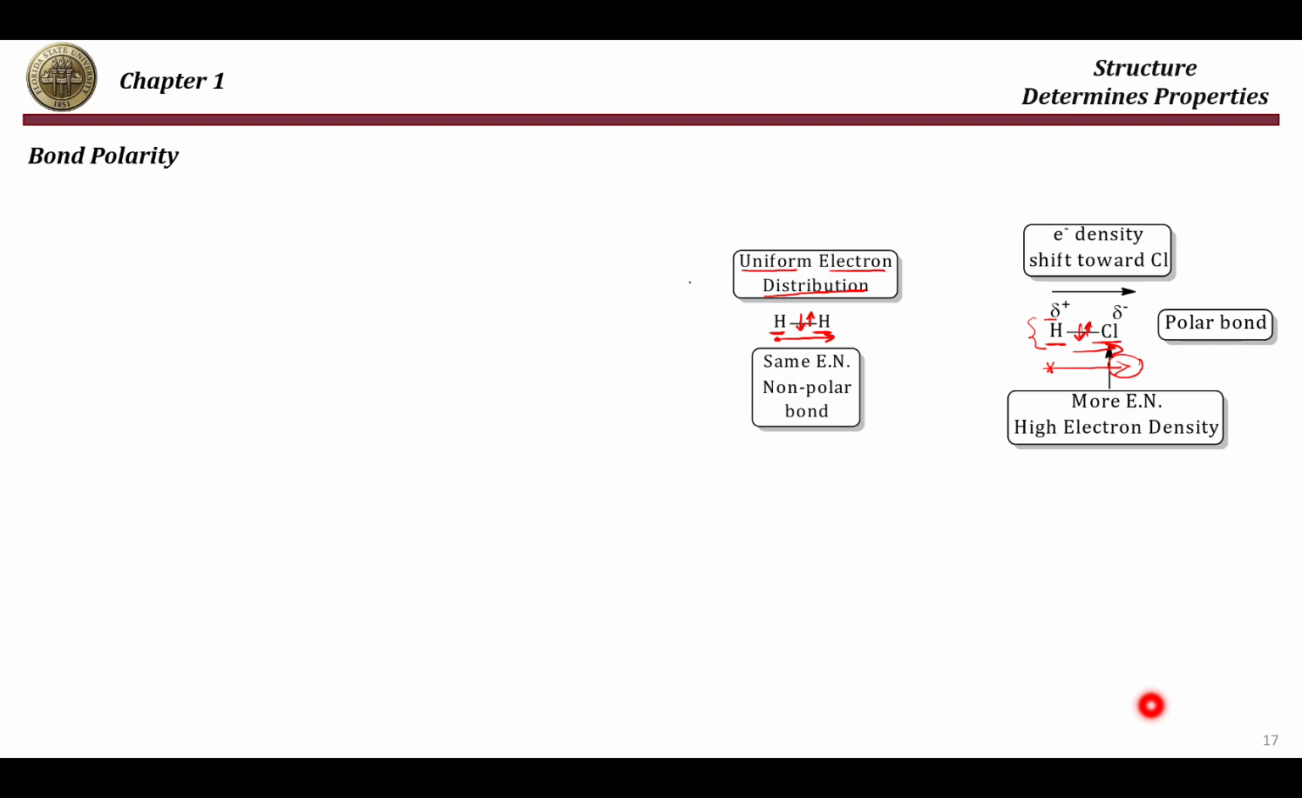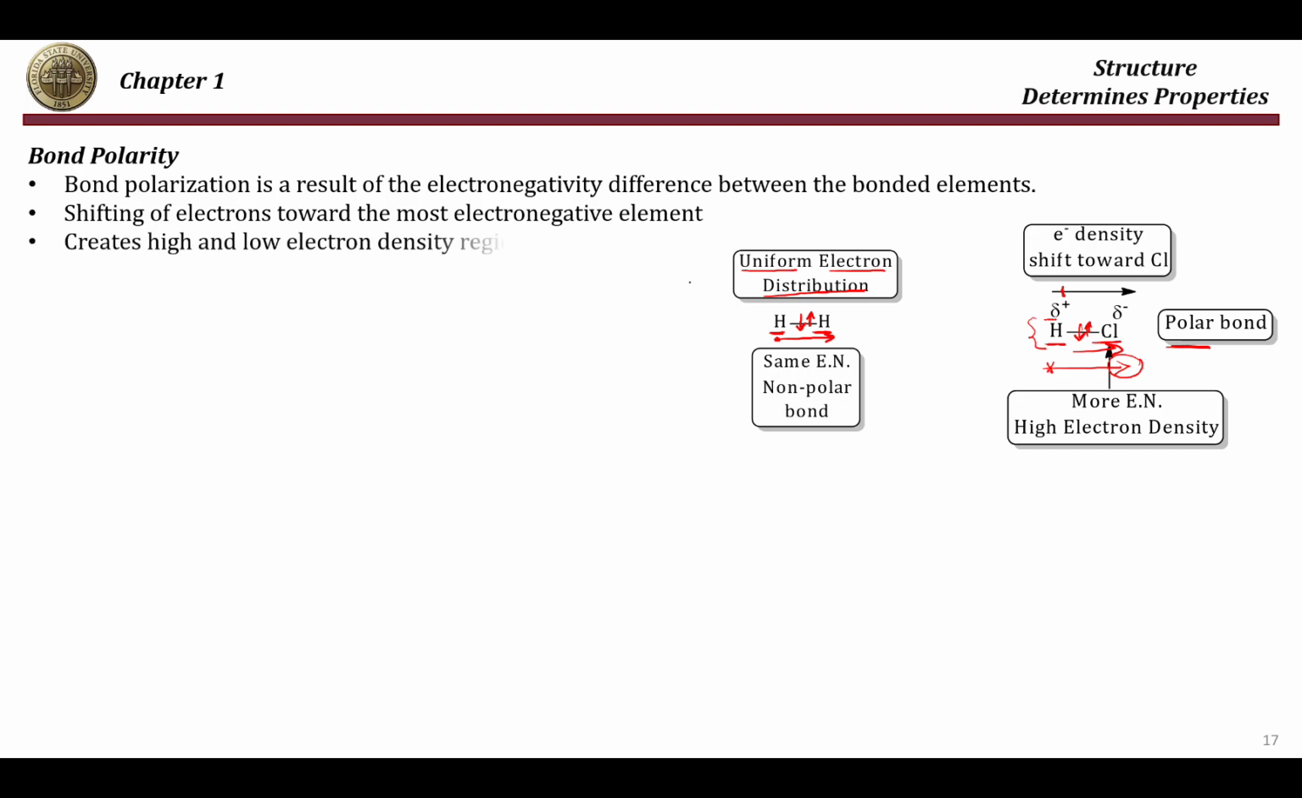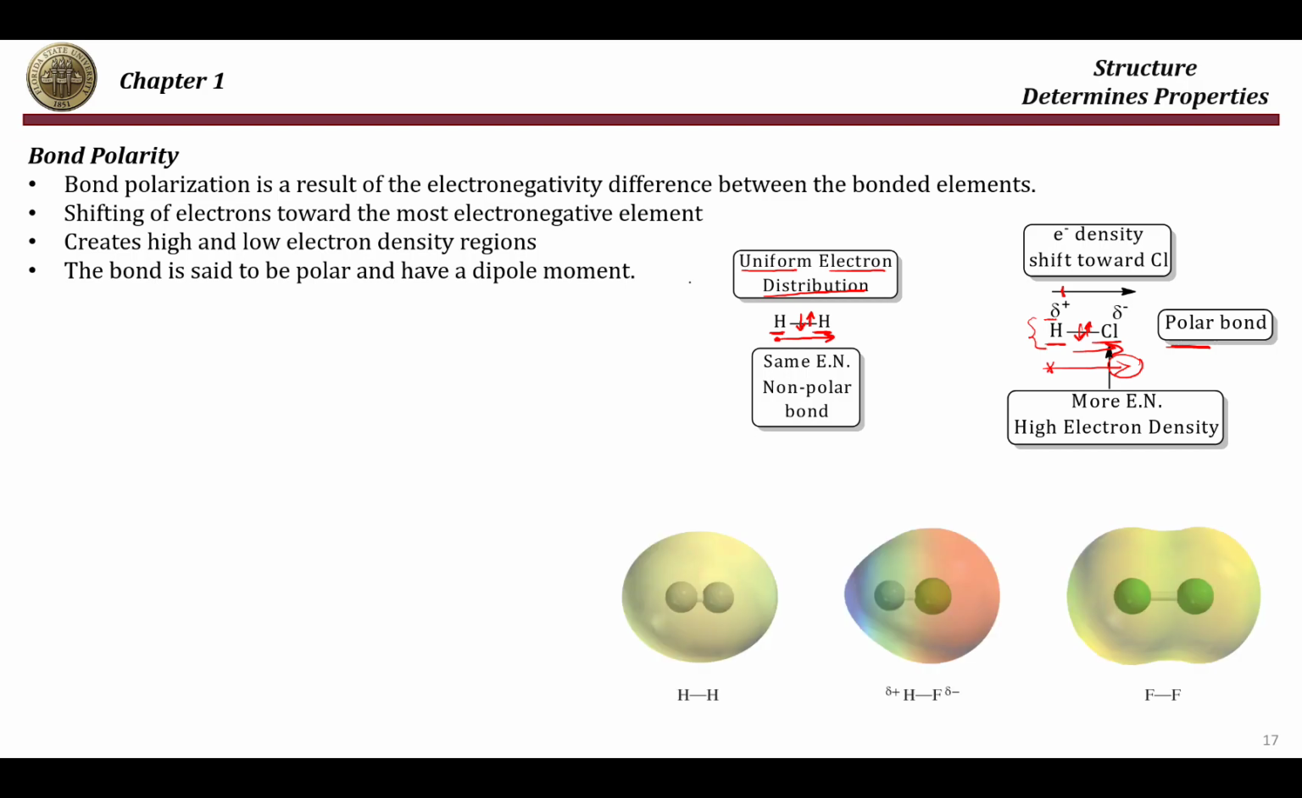So since we have positive and negative, the bond is said to be a polar bond, and we can draw a polarity vector which starts from the less electronegative element toward the more electronegative element. So bond polarization is a result of the electronegativity difference between the bonded elements, and this leads to shifting of electrons toward the most electronegative element, as we saw here in the case of chlorine. And this leads to the creation of high and low electron density regions, and in this case the bond is said to be polar and to have a dipole moment.